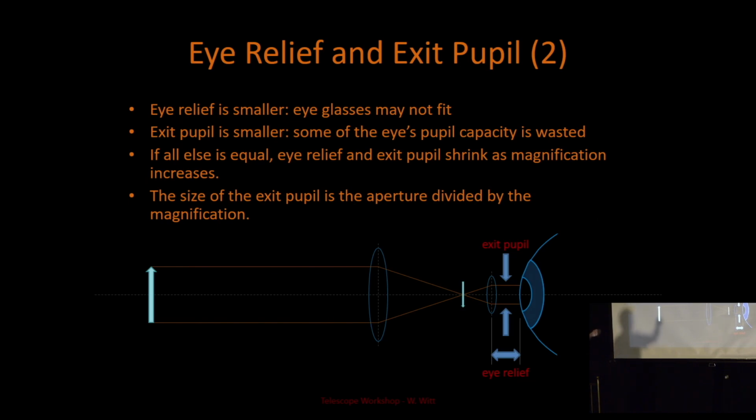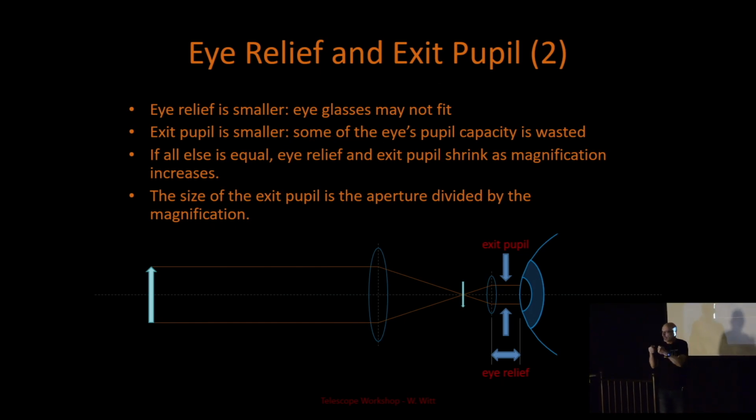Yeah, like we just said, if eye relief is too small, eyeglasses may not fit. If the exit pupil is really small, right, then some of your pupil's capacity is wasted. Now, if everything else is equal in terms of an eyepiece design, more magnification means that your eye relief and your exit pupil shrink, right? So that means if you have basically the same type of eyepiece, higher magnification means it may be harder for you to squeeze your glasses in between, if you have to, that kind of thing.